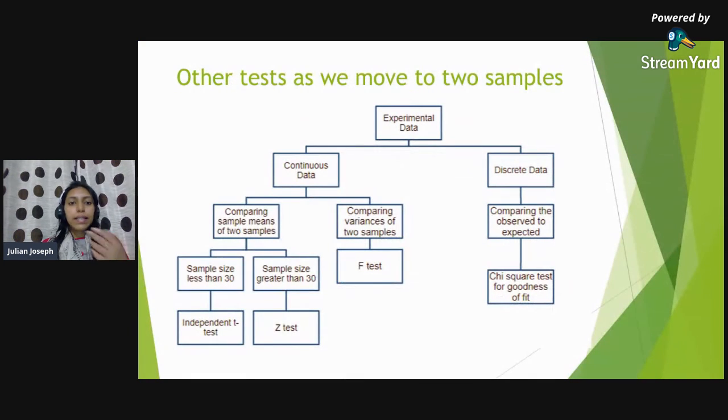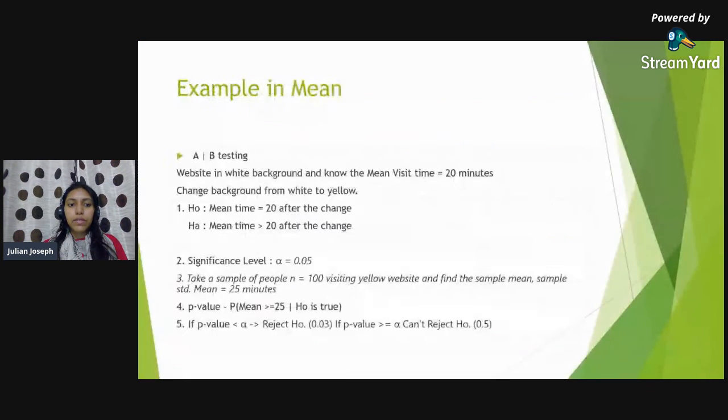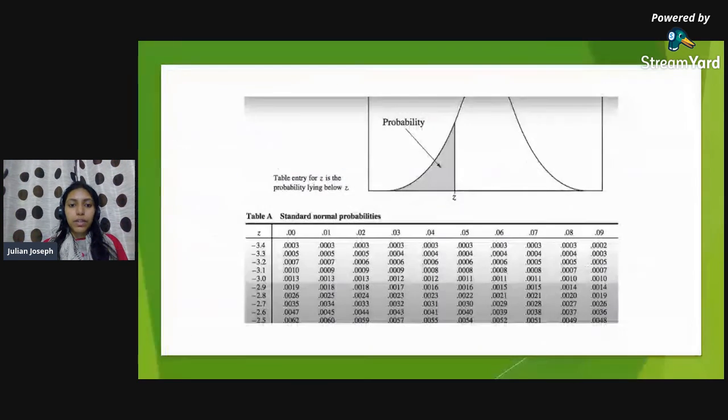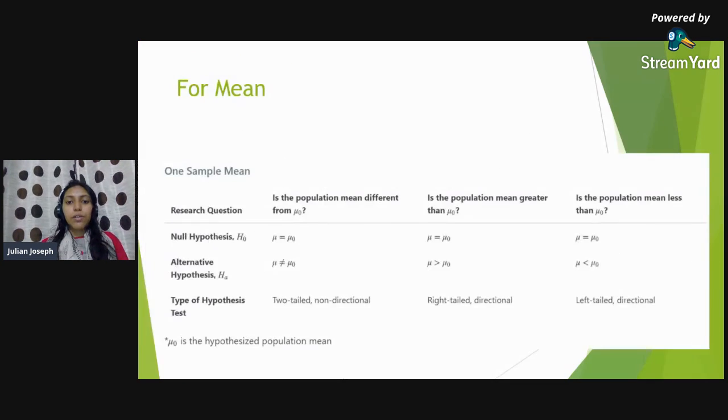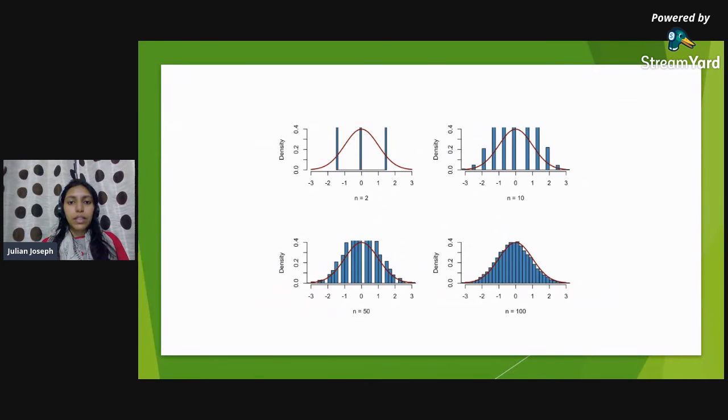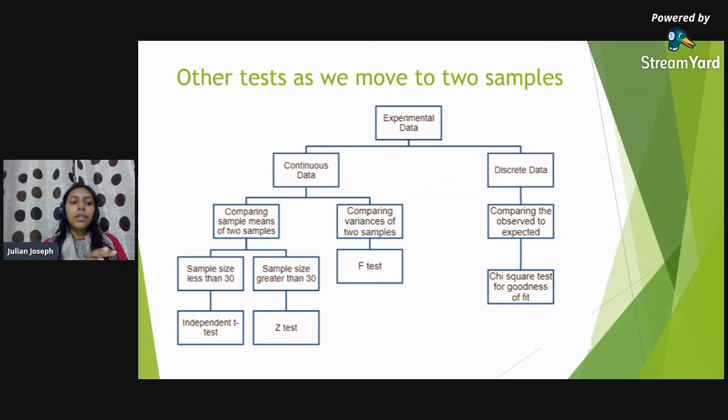There are other tests as well that we can actually decide. So what we did earlier was the Z test based on our question here, but we can also do other tests based on the data. If your data is continuous, you have the option of comparing their sample means, or you can also compare the variances of the two samples. If you're comparing variances, you have a different test statistic, that is the F test.